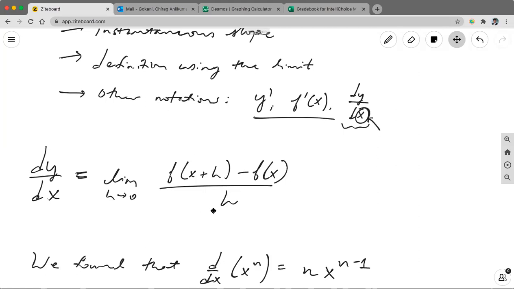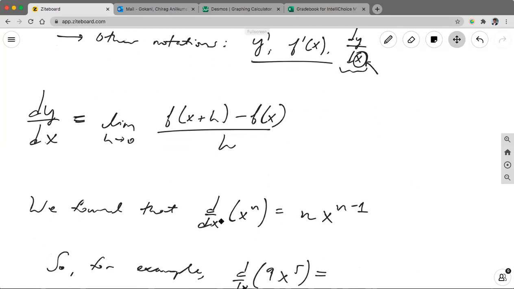Anyway, okay, great. So this is the formal definition, and we did a bunch of examples. We took y to be x, we took y to be x squared, we took y to be x cubed, and in those examples we found this general pattern that the derivative of x to some power n is n times x to the n minus 1. And I even made you do some ridiculous examples.